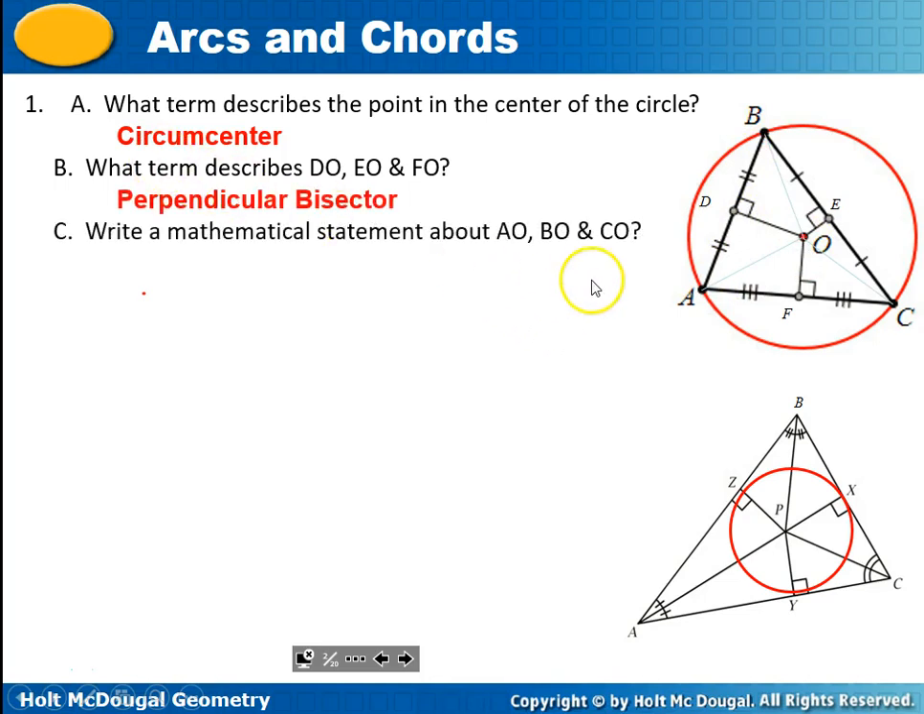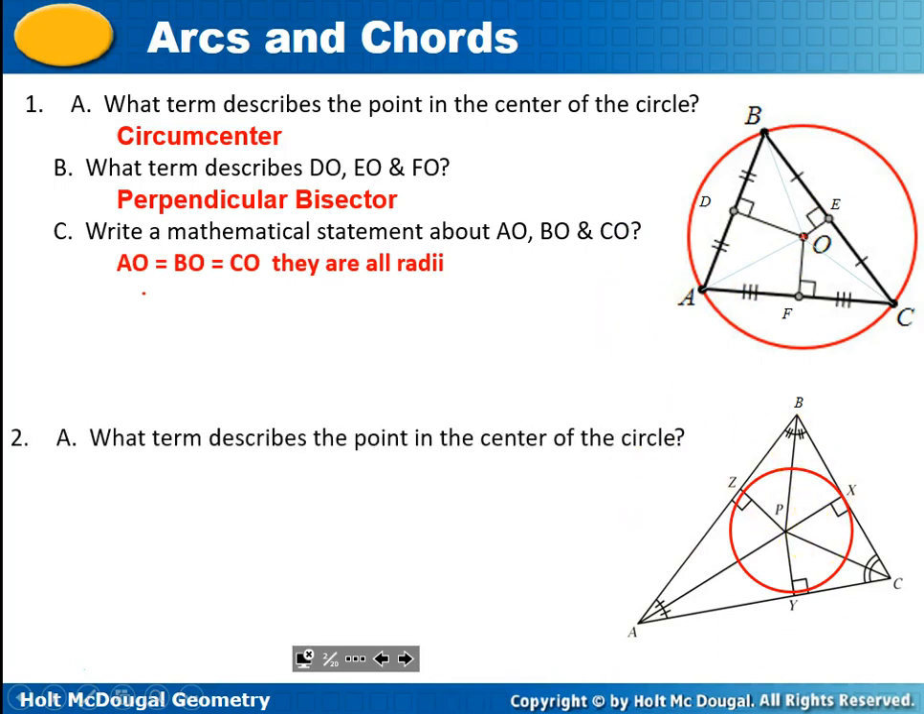Third question is write a mathematical statement about AO, BO, and CO. So AO is here, BO is there, CO is there. You should see that all three of these segments go from the circle to the center. So these are all equal because they're all radii. Our next one down here has to do with this one. And once again, you should notice that this is a circle inscribed inside the triangle. So this is an incenter.